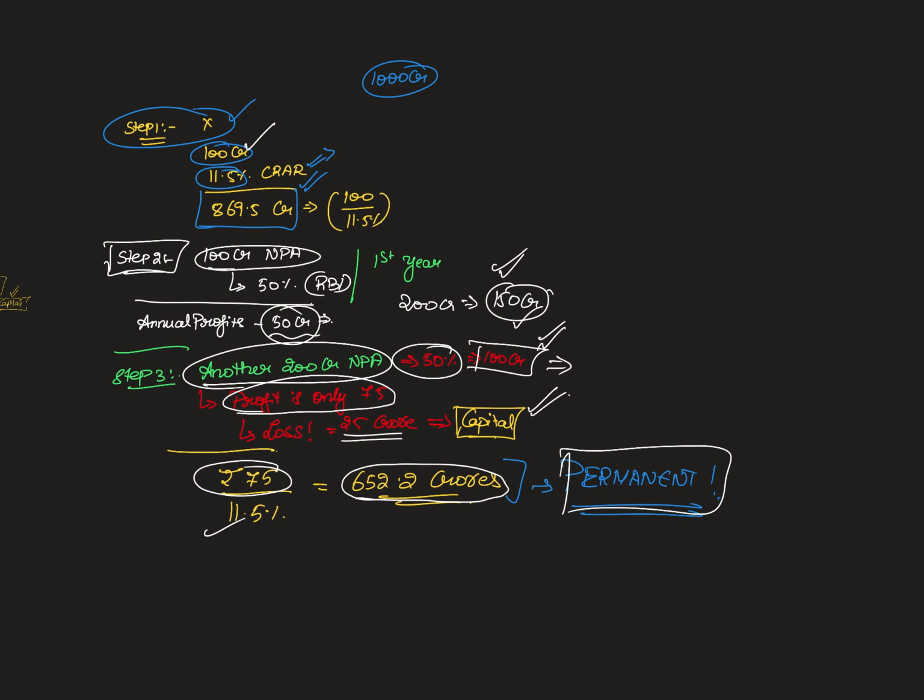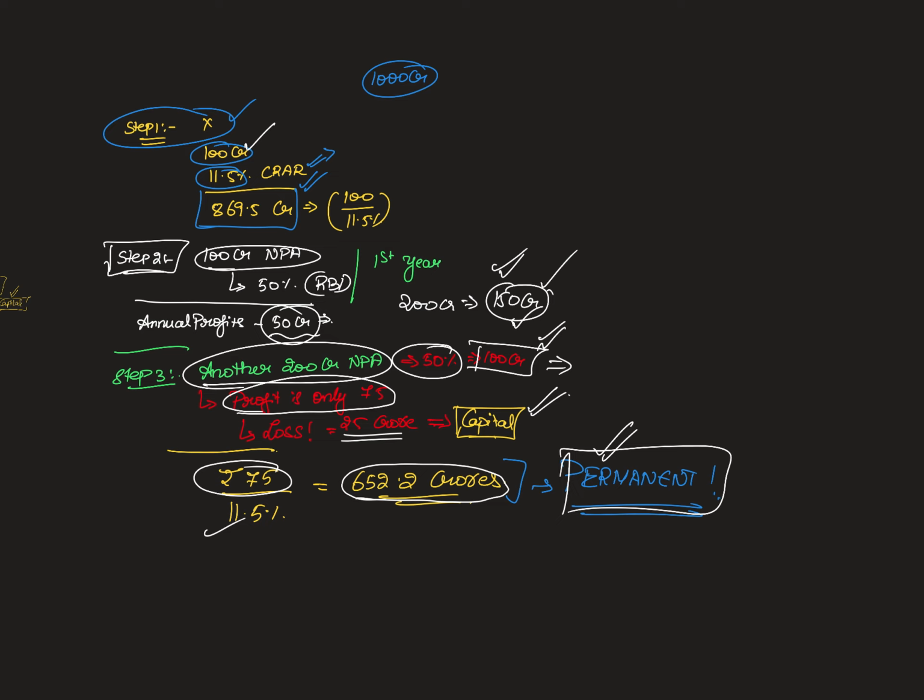Please understand, provisioning will impact profits. It is to slow down. It's like a speed breaker. Okay. So don't confuse the provisioning concept with the capital requirement concept. This is a temporary thing. Provisioning is for ensuring that profits are handled better, and capital requirement will permanently make the bank weak.